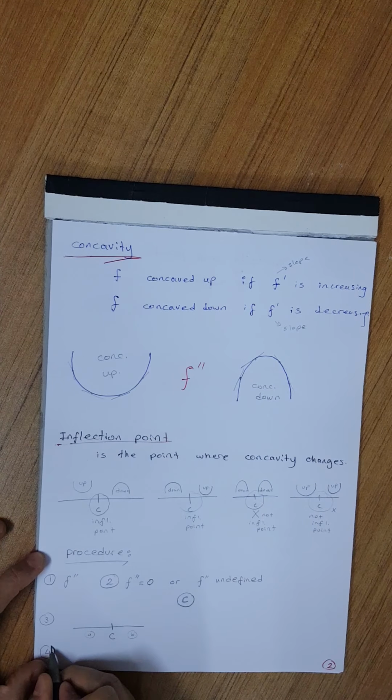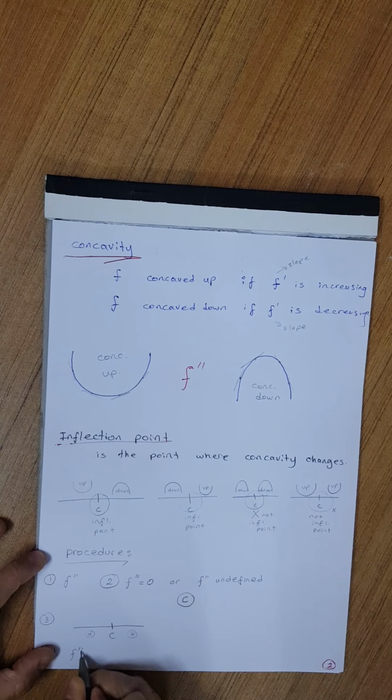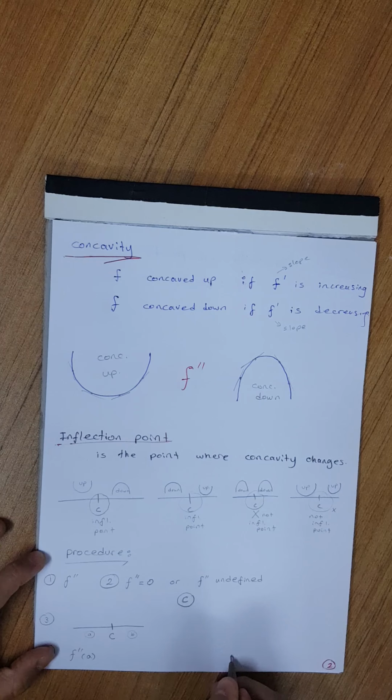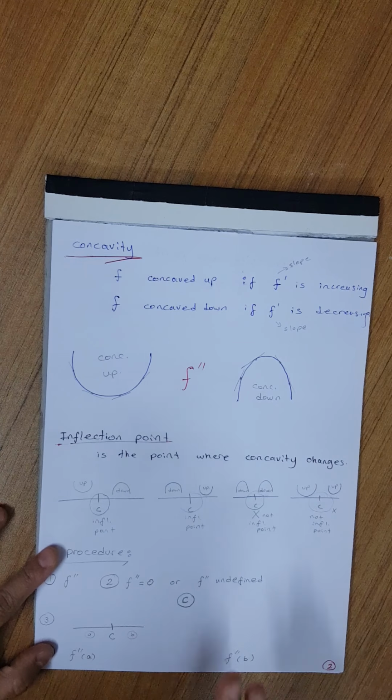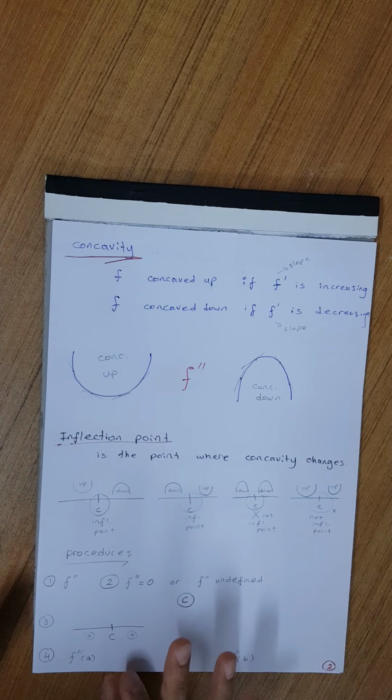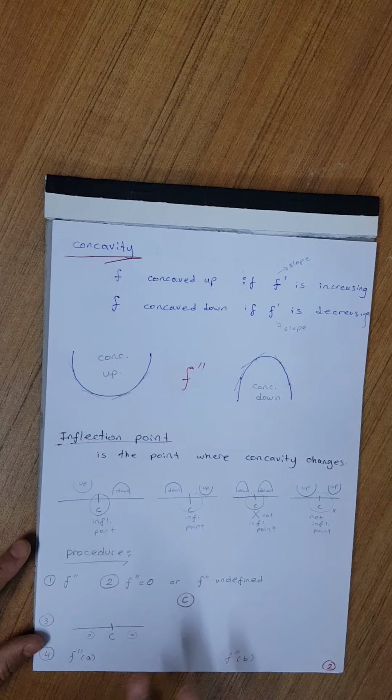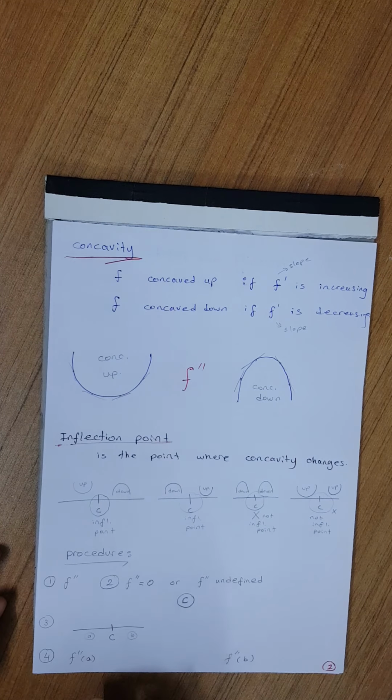I'm choosing test numbers. The first step is what? I'm putting those test numbers in the second derivative of the function, not the first derivative, because when we are talking about concavity and inflection points, we are using the second derivative of the function.